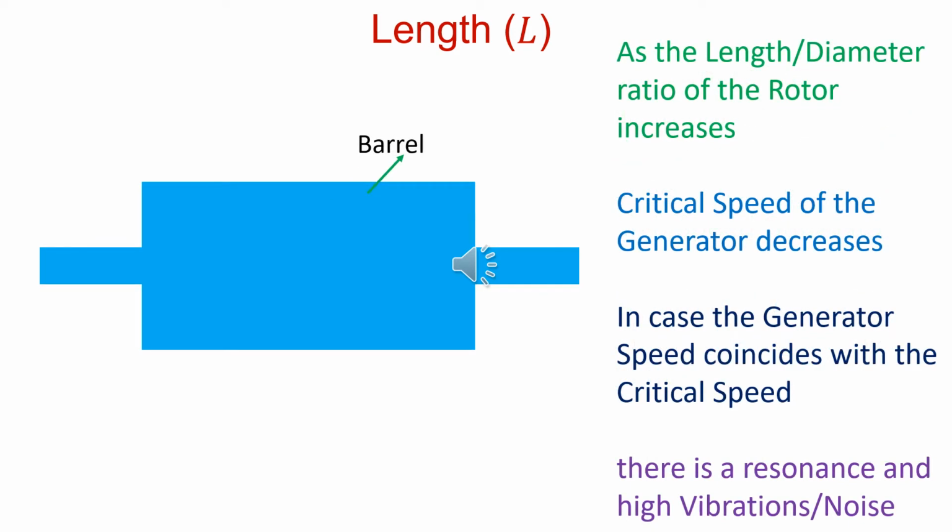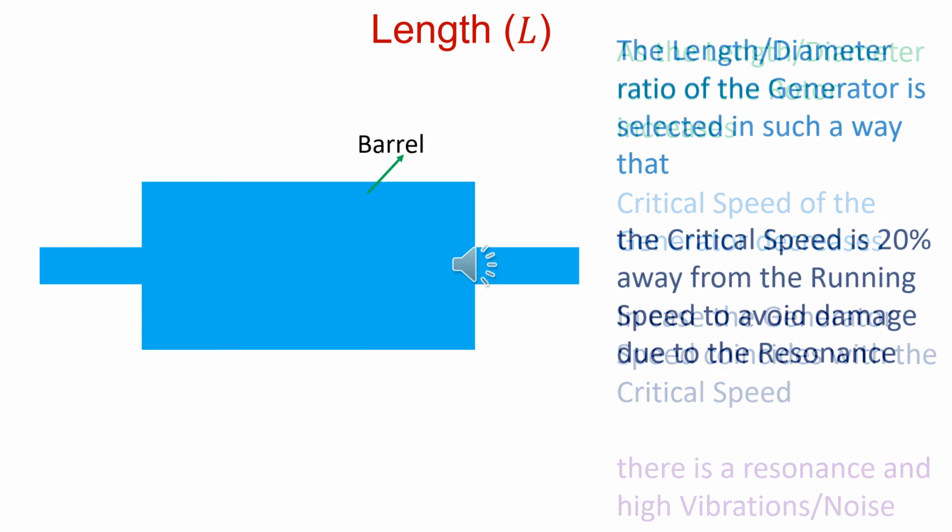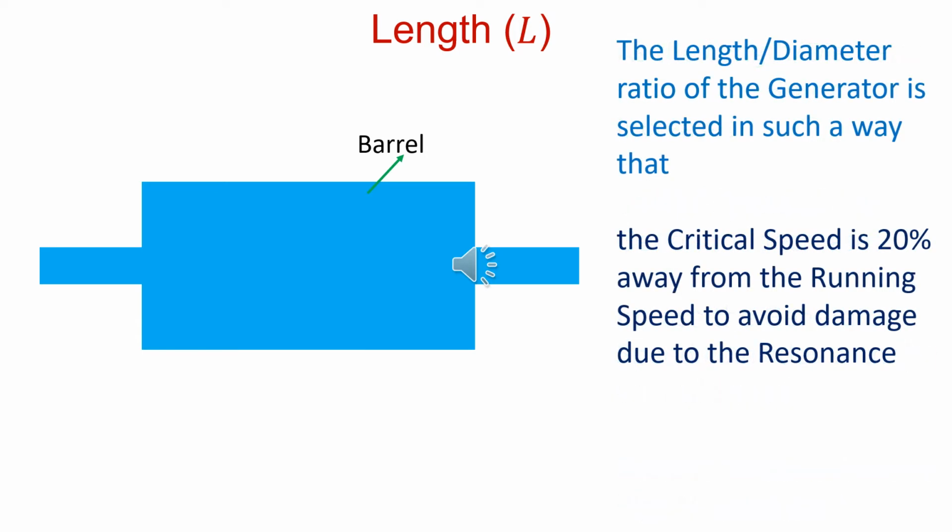When the length of the generator increases, critical speed decreases. If critical speed coincides with the running speed, there will be resonance and hence high vibration and noise. Length by diameter ratio of the rotor is selected in such a way that critical speed is 20% away from the running speed.